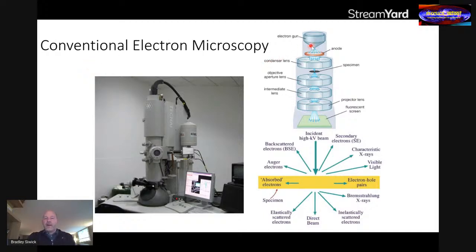A conventional electron microscope uses a continuous electron beam to illuminate a specimen, which has to be quite thin, because it has to be electron beam transparent. The energy of this electron beam tends to be between 100 and 300 kilovolts. A lot of the apparatus that you see here, this cable, is a high voltage cable that basically charges up the accelerator region of the microscope.